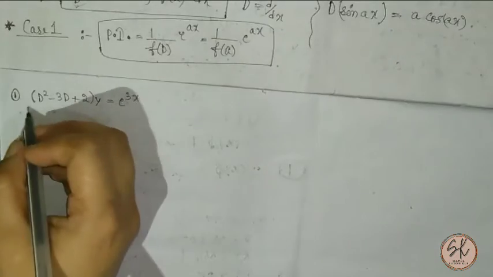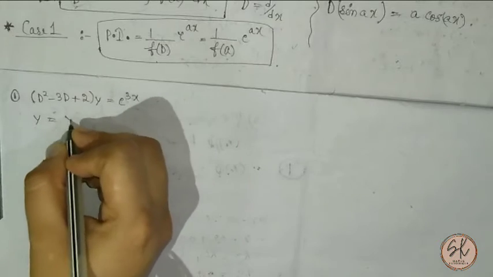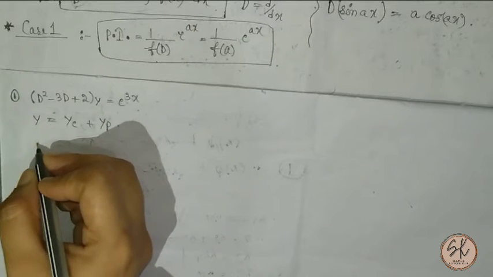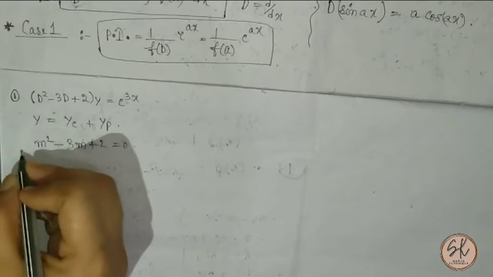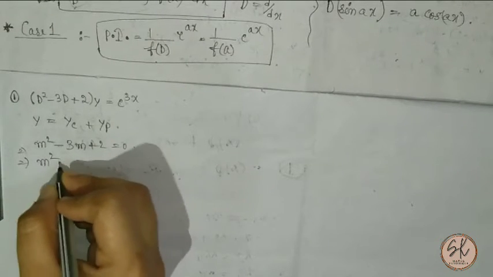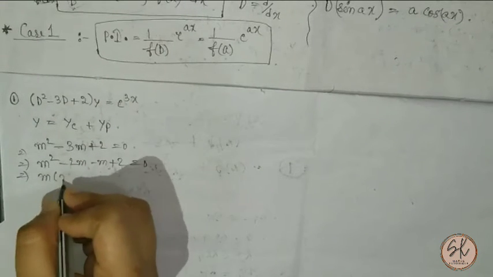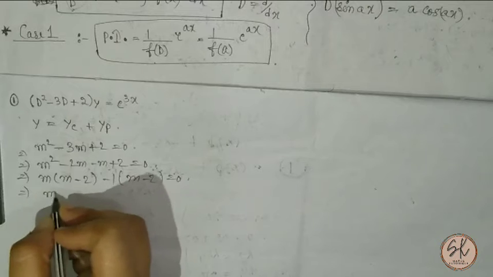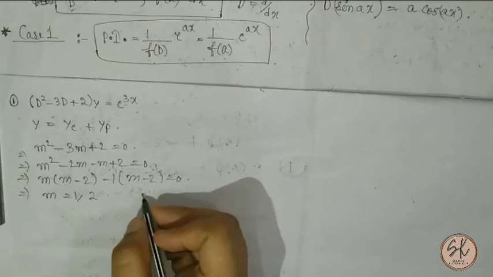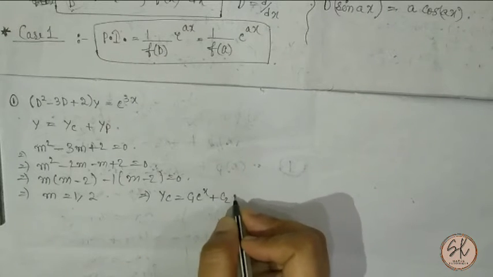So if we are asked to find the general solution of this equation, then its general solution is given by y is equal to yc plus yp. We can find the complementary function easily: its auxiliary equation is m square minus 3m plus 2 is equal to 0. Now on solving this, we get m minus 2 minus 1 (m minus 2), so we got m as 1 and 2. So therefore its complementary function is c1 e to the power x plus c2 e to the power 2x.